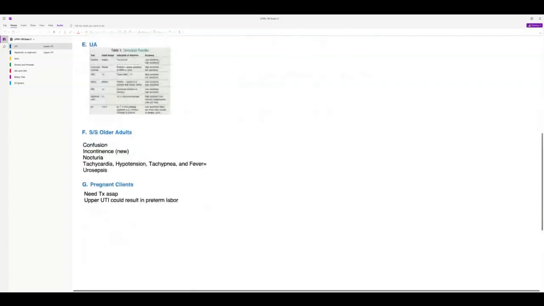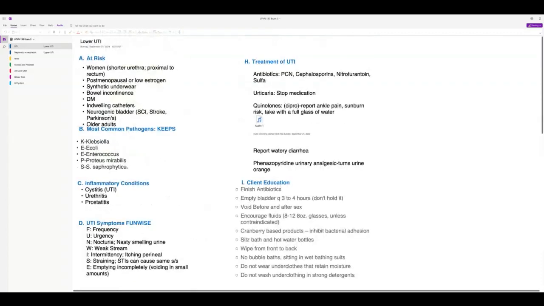Okay, treatment includes antibiotics like penicillins, cephalosporins. So if anybody is taking these drugs and they get hives, then you're going to stop the medication. If they're taking the quinolones like ciprofloxacin, you're going to tell them to report ankle pain because that can damage the Achilles tendon. They're going to be at risk for sunburn because they're going to have photosensitivity. Now, don't confuse photosensitivity with photophobia. Photophobia is when light hurts your eyes. Photosensitivity is when your skin is more sensitive to the sun.